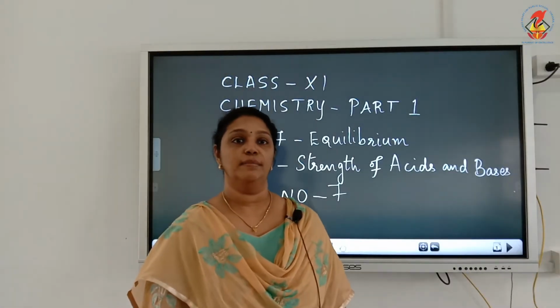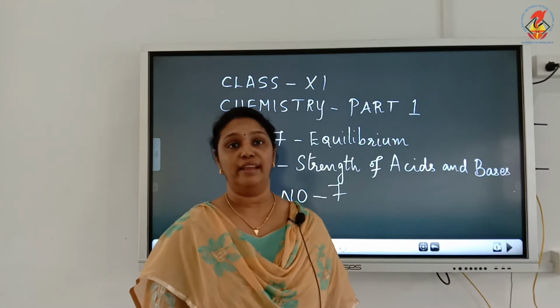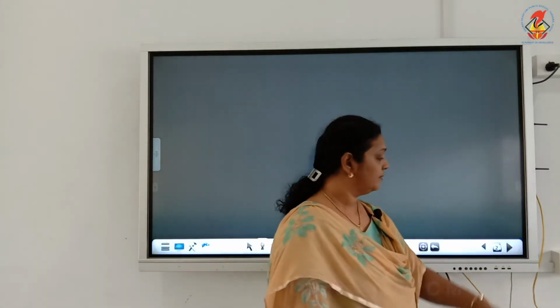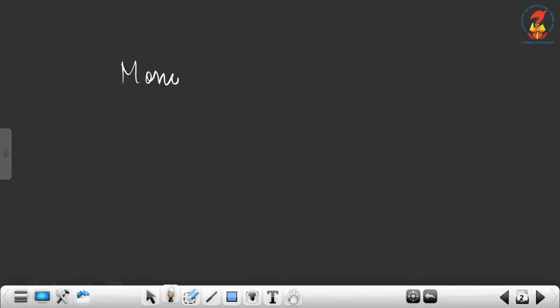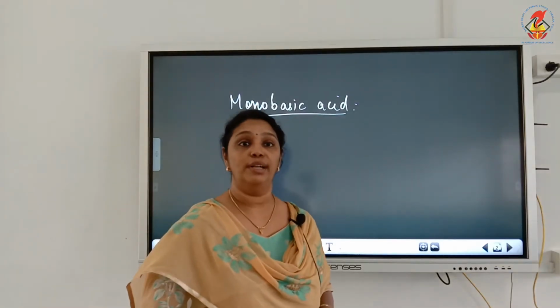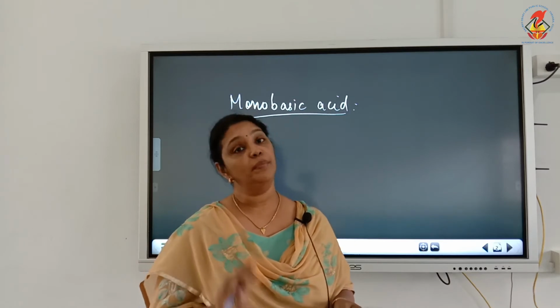We are going to discuss the strength of acids and bases. Now, first let's see what you understand by a monobasic acid, dibasic acid or a polybasic acid. So, what do you mean by a monobasic acid? Monobasic acid means an acid which has only one ionizable proton.